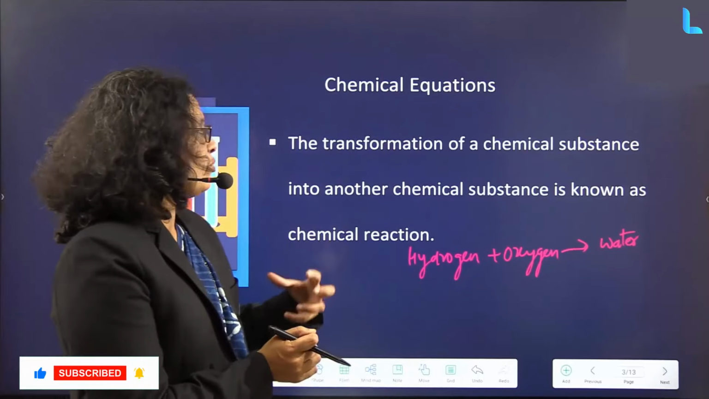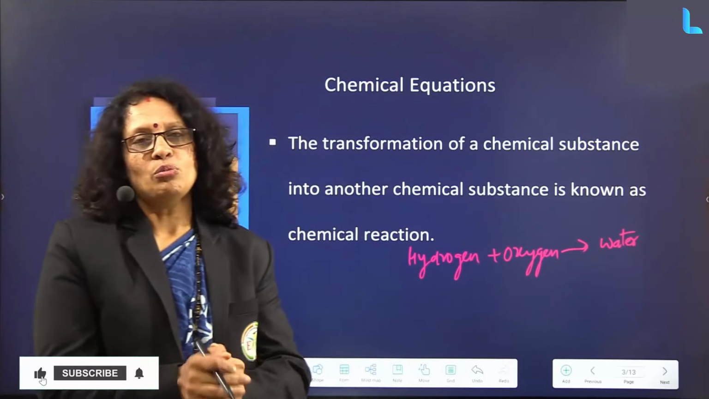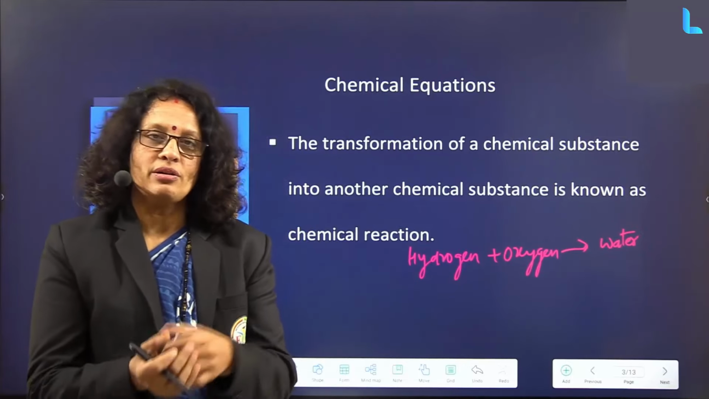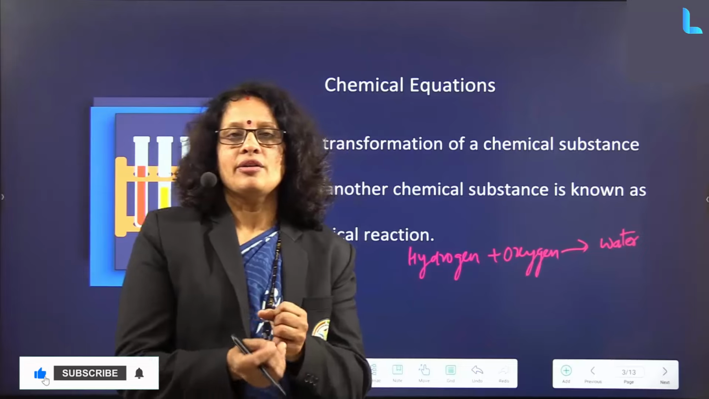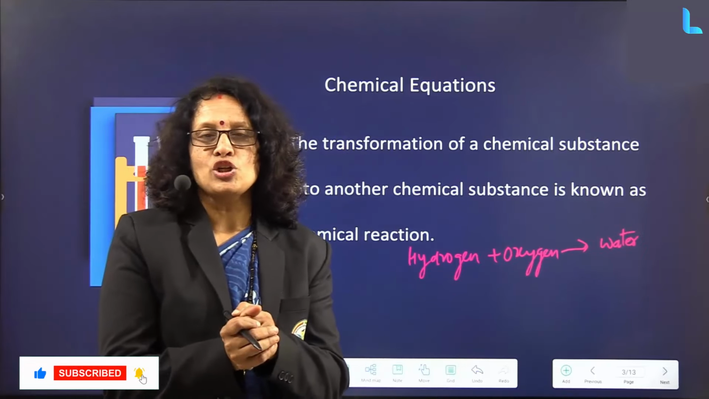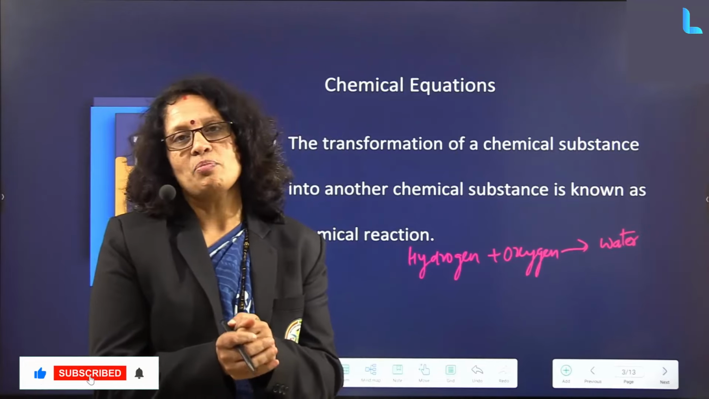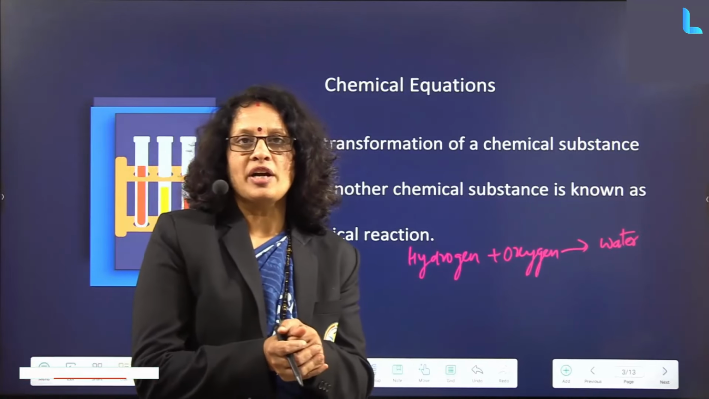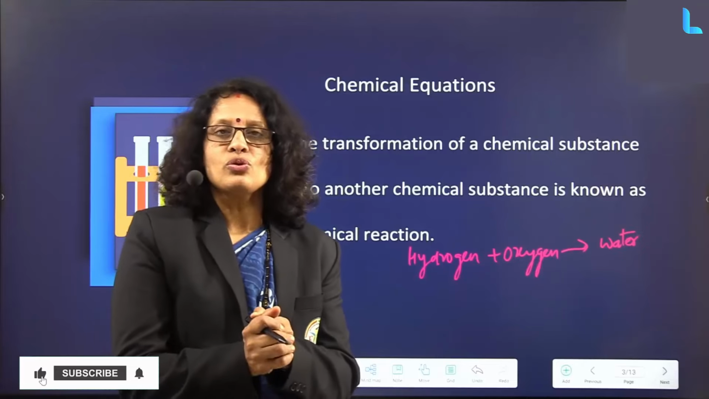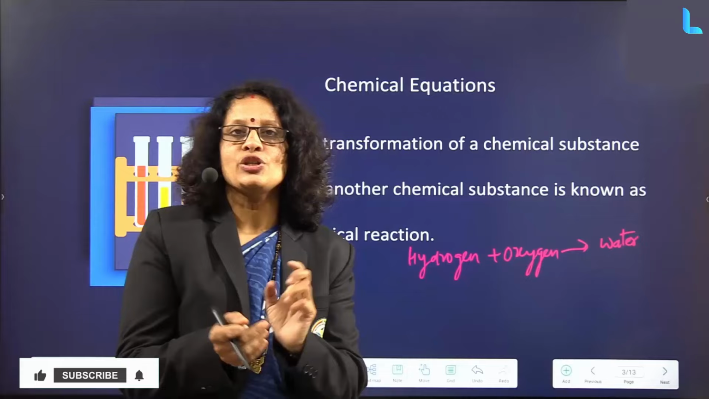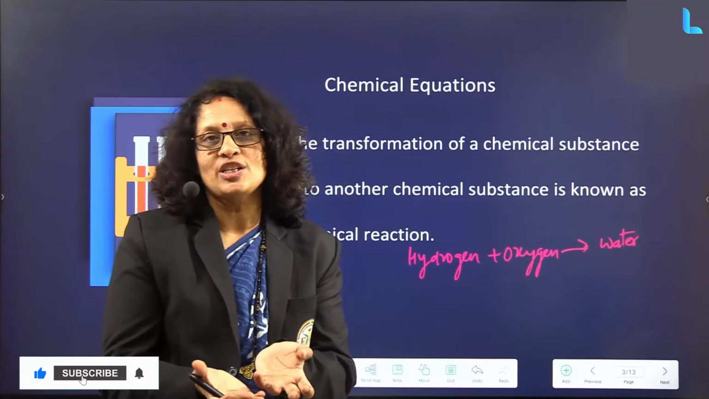Now let's see one activity we have discussed. When a magnesium ribbon is burned in a container in the presence of oxygen, we get a totally new product. That is in powder form, a white colored powder. That is magnesium oxide. So the reaction is happening between magnesium and oxygen, and magnesium oxide is forming.